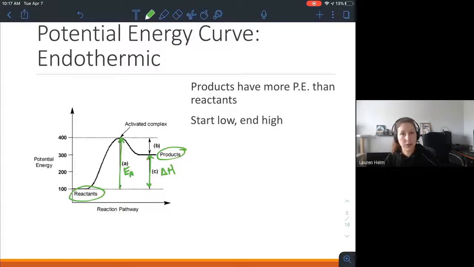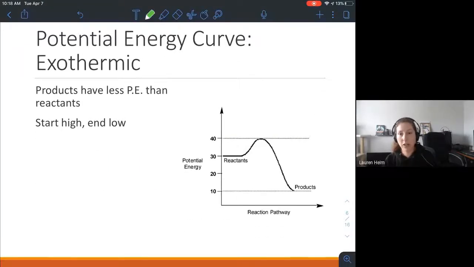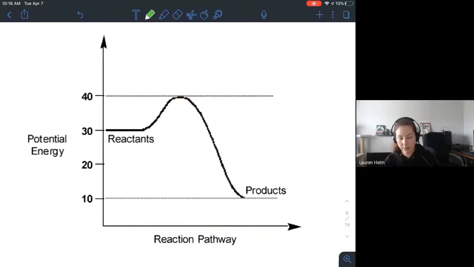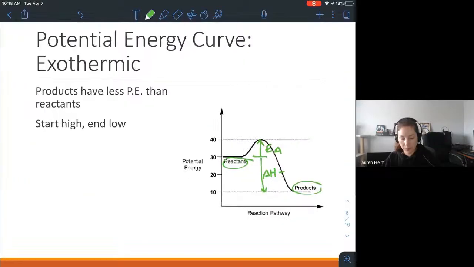So how does it look different when it's exothermic? Well, in an exothermic reaction, the products have less potential energy than the reactants. Or in other words, the reactants start high and the products end low. We need less activation energy, and our enthalpy is negative, or the change, we lost energy. We gave off energy in an exothermic process.